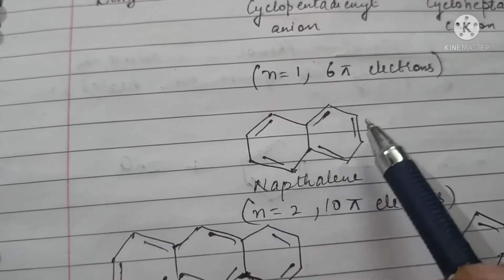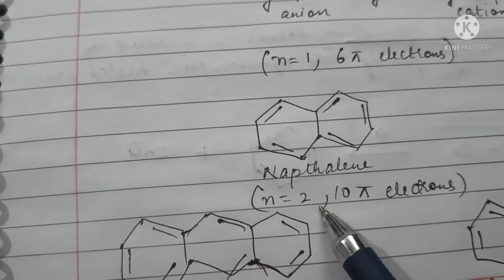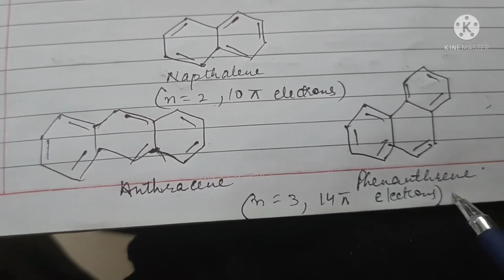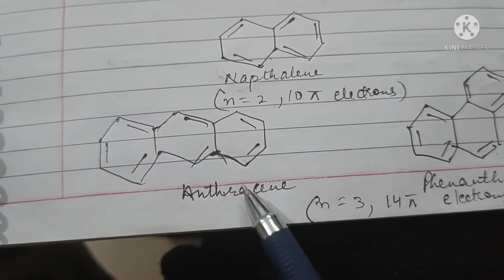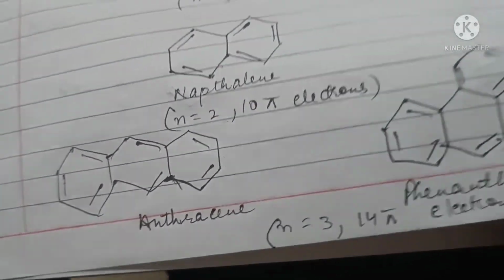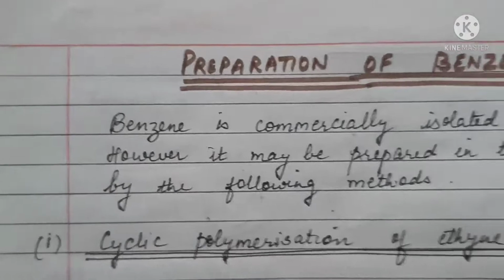Similarly, naphthalene has 10 pi electrons. It is also obeying Huckel's rule, where the value of n is 2. Similarly, anthracene and phenanthrene are also aromatic compounds with n equal to 3 and 14 pi electrons, and these structures obey Huckel's rule, the aromaticity rule.